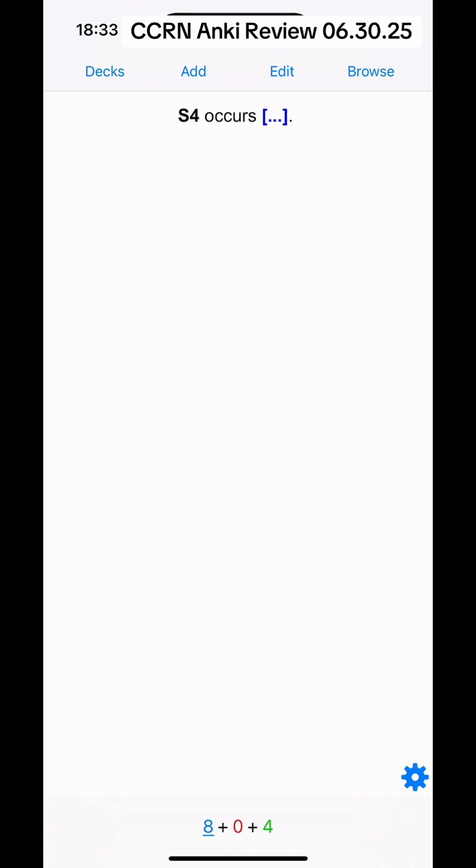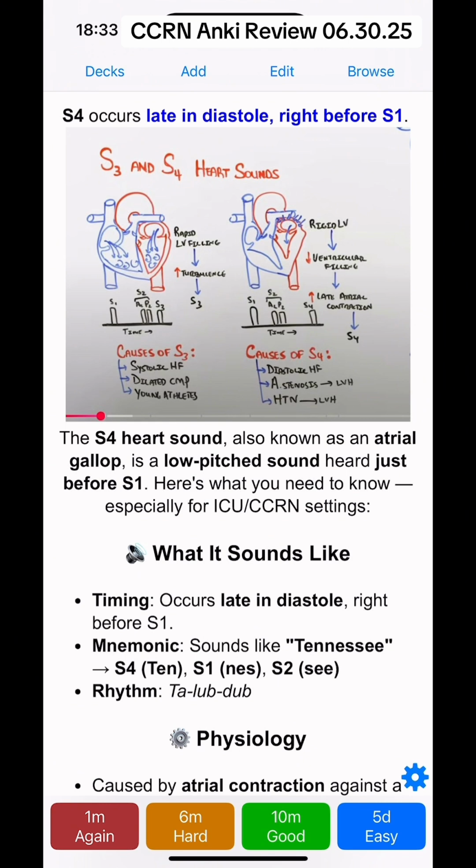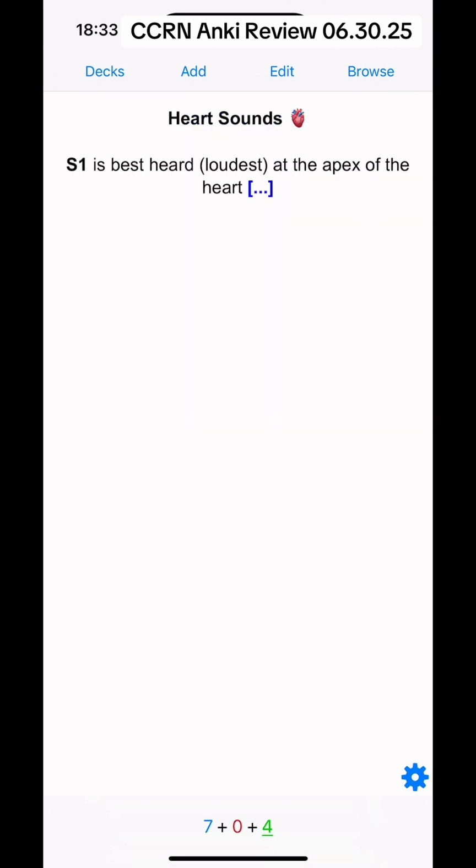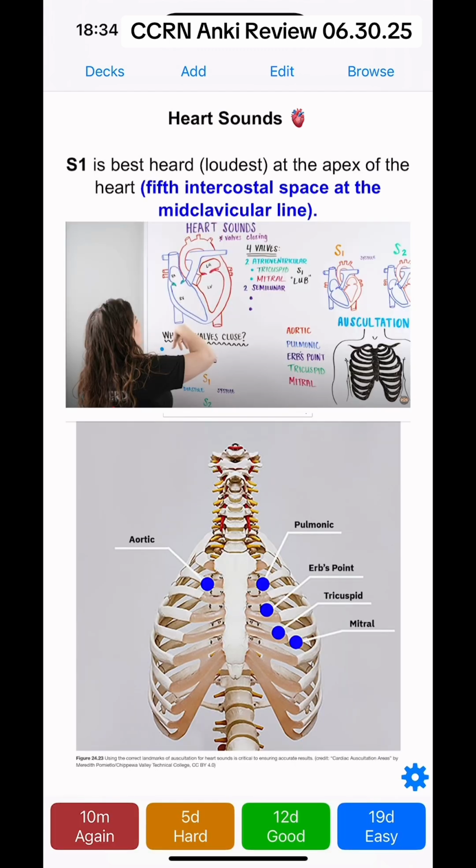S4 occurs right before S1, so right at the end of diastole. Okay. S1 is best heard at the apex of the heart, and so we always know: left side, midclavicular, fifth intercostal. S1, okay.